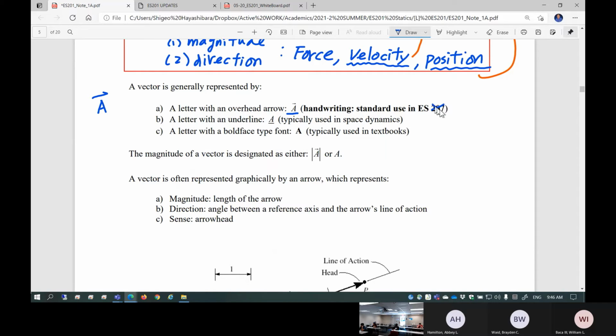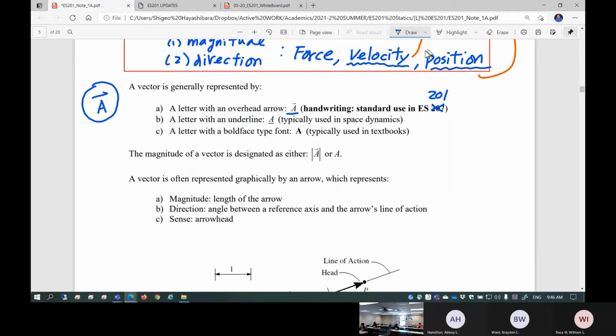By the way, this is 201, sorry, typo. 201, not 207. Sorry about that. So this is the ES201 statics class. So this is the handwriting standard. I'm actually going to use this throughout, even in your notes. This is standard in this class.